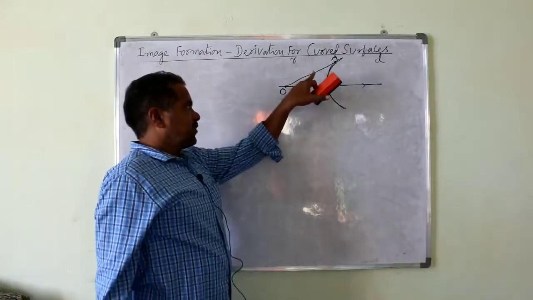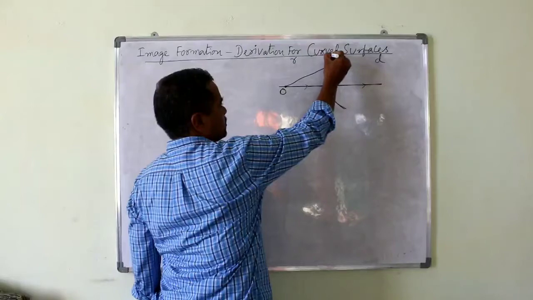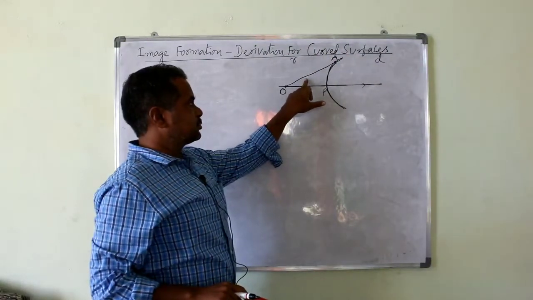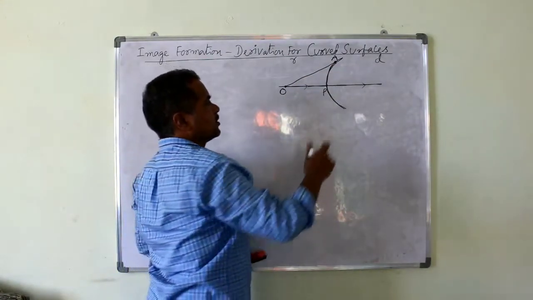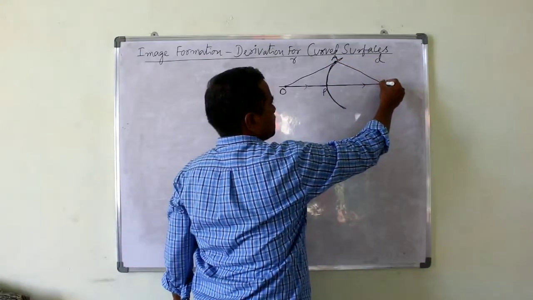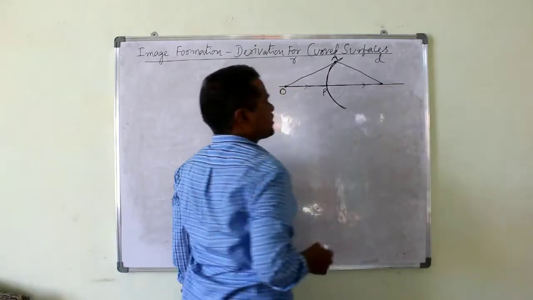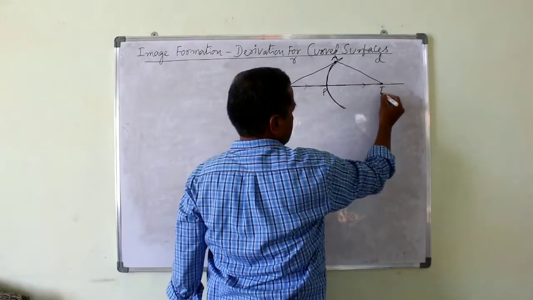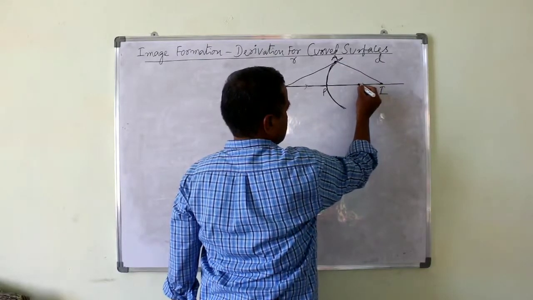To find the refracted ray for this ray, we have to draw one normal at this point. According to the principles of refraction, any light ray which moves from rarer to denser, the corresponding refracted ray moves nearer to the normal. Where it intersects the principal axis, that point is treated as I. The center of curvature of this curved surface is C.